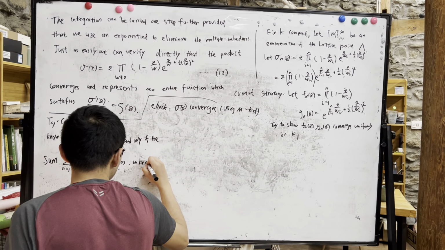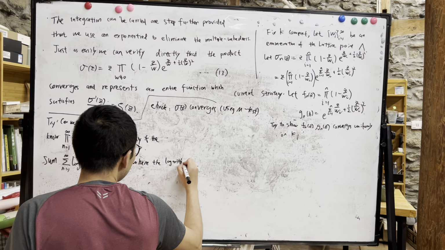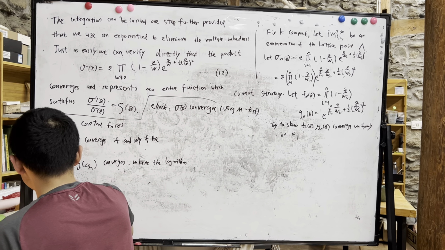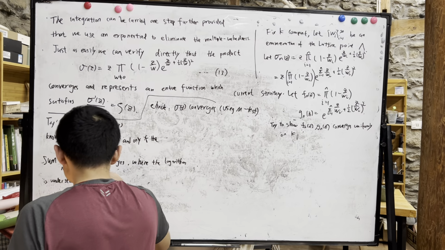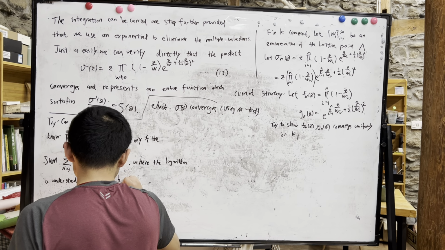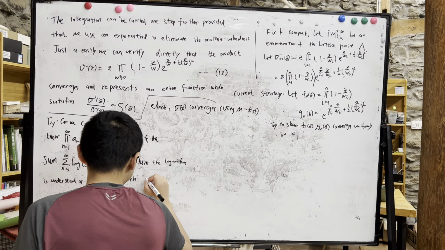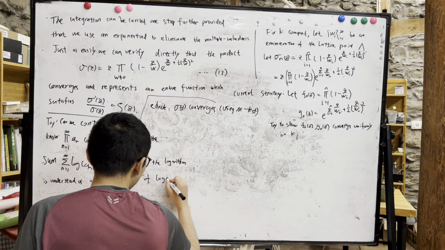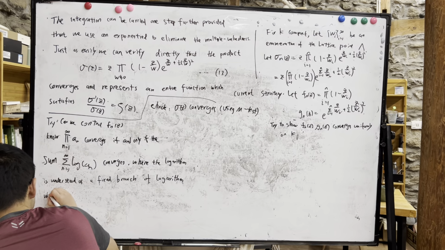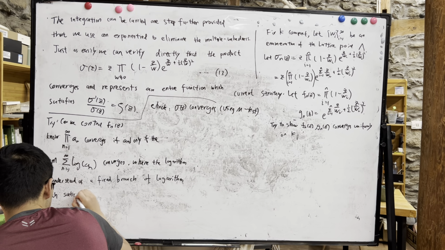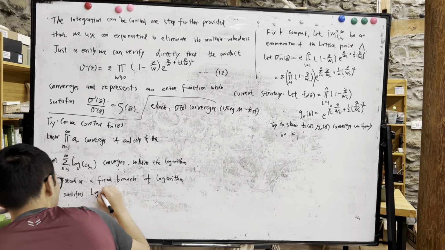So where the logarithm is understood as a fixed branch of logarithm which satisfies the condition that log of 1 is equal to 0.